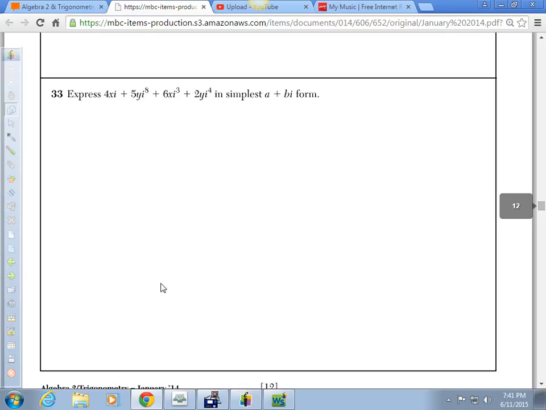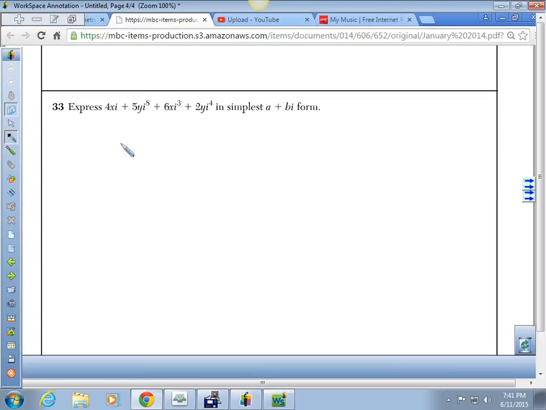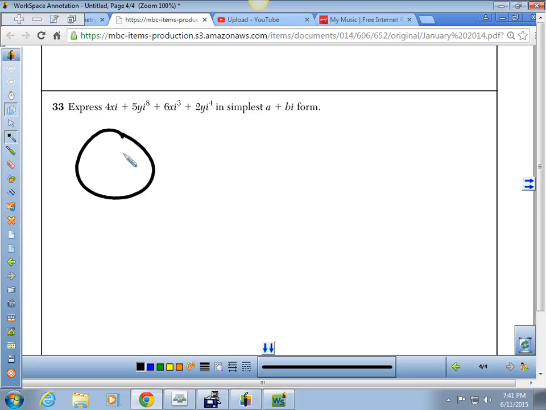33, just got to remember our powers of i for 33. So our powers of i, what we did was the clock. i to the second, i to the third, i to the fourth. We could have started at 0 as well. It doesn't make a difference. Anything to the first power is what, though? Itself. So i to the first is i.